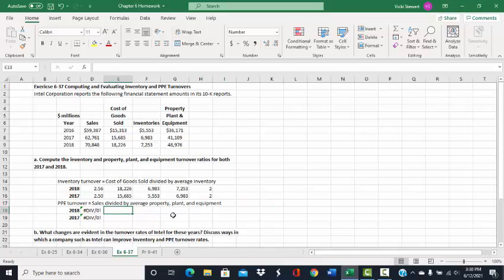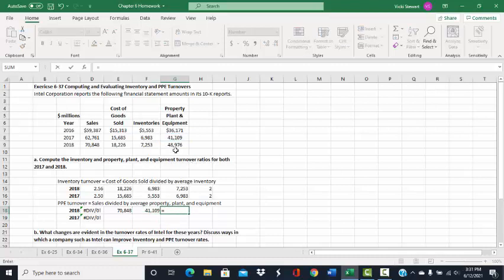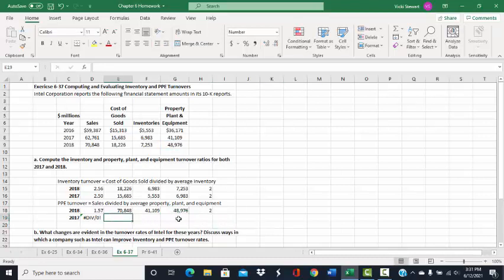Next, we're going to compute the property, plant, and equipment turnover. That is equal to sales divided by average property, plant, and equipment. So again, the beginning and the ending property, plant, and equipment divided by 2 gives us 1.57 for 2018, and we'll do the same thing for 2017. Beginning and ending property, plant, and equipment divided by 2, and that gives us 1.62 for 2017.